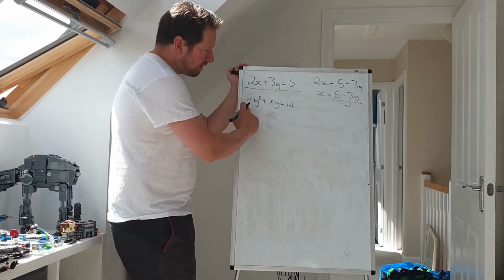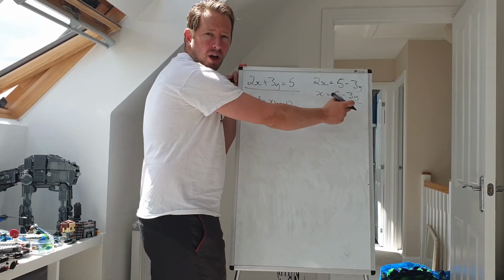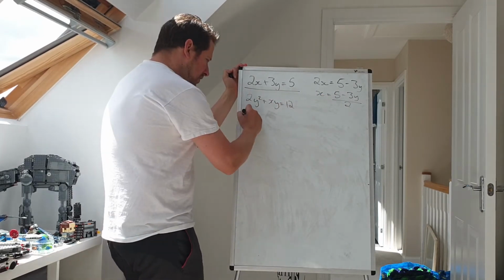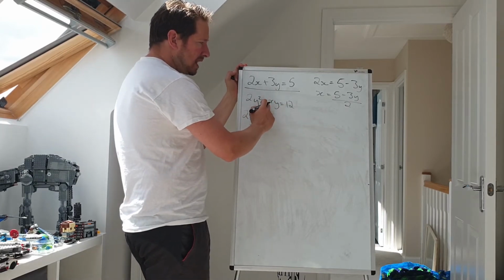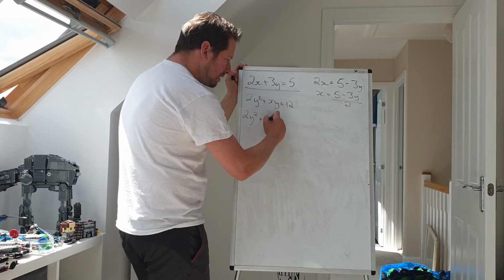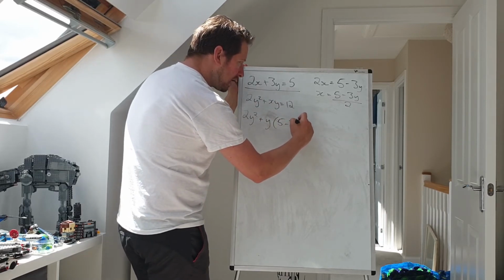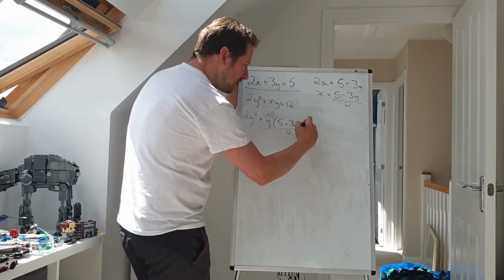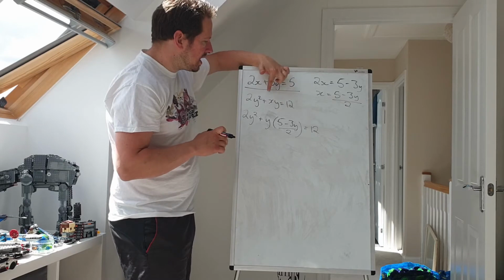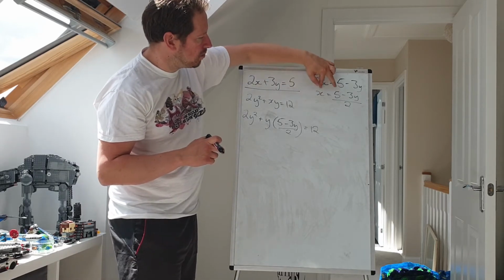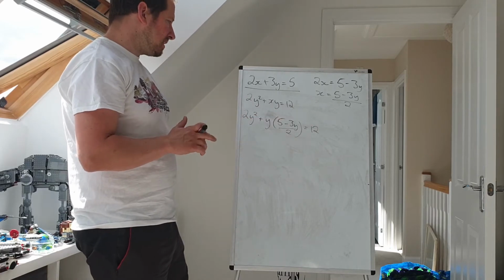And then I'm going to rewrite this one, but instead of any x's, I can replace it with (5 minus 3y) over 2. So I'm going to write 2y squared plus, instead of y times x or x times y, I'm going to say y times (5 minus 3y) over 2 equals 12. That's the whole substitution thing. So I get rid of the x and I replace it with what x is. And then we're going to try and simplify this.